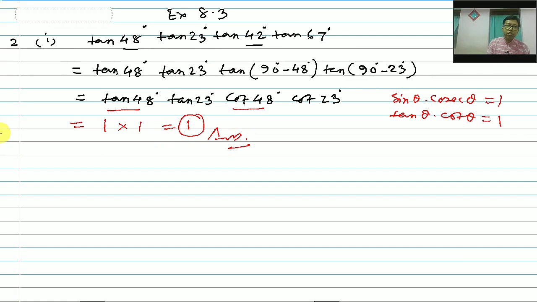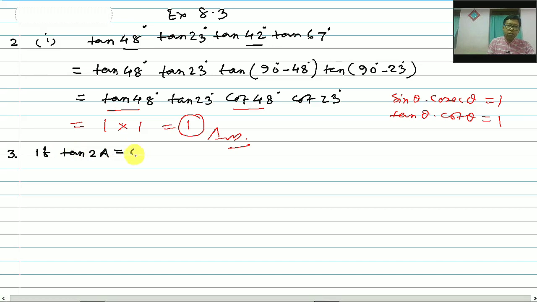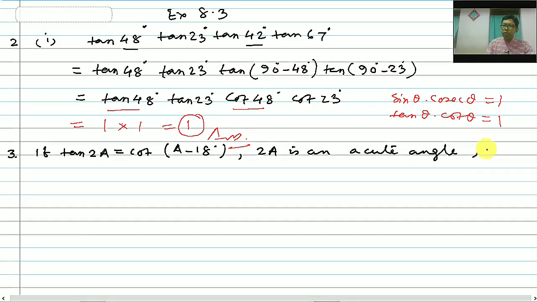Question number 3. What is the question number 3? If tangent of twice A is equal to cot of A minus 18 degree, where twice A is an acute angle. Okay, given that twice A is an acute angle. So find the value of A. What is the value of A?